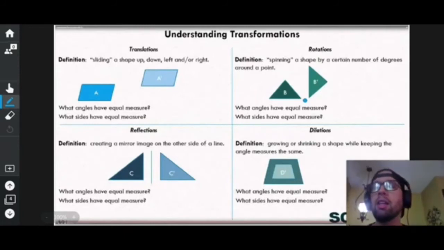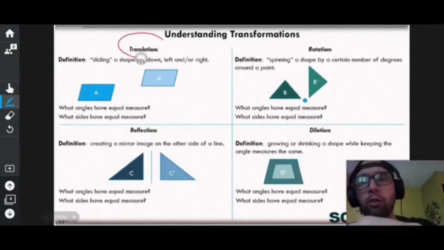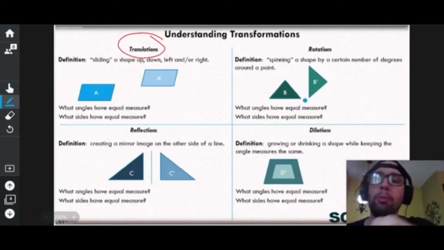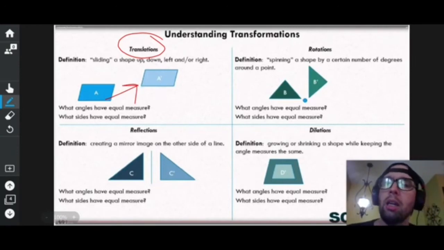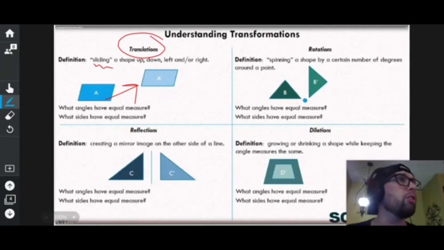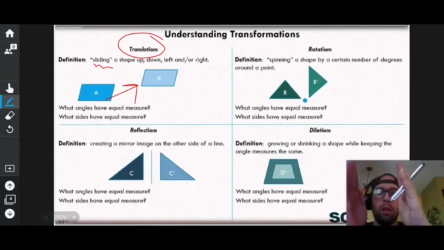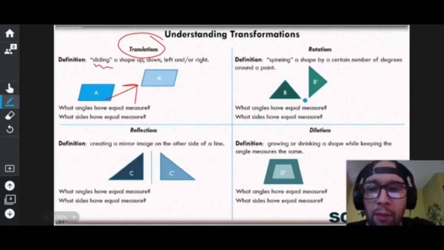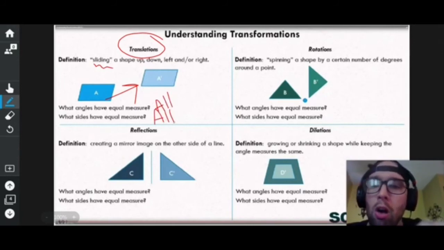There are 4 main things that we're going to be dealing with. First things first, translations. Translation is when you just take an object and move it. You slide it, as it says here. It doesn't change shape. It doesn't flip. It doesn't rotate. It's literally you take this guy and move it over there. It doesn't go sideways in any way. It doesn't go diagonal. You just move a shape. Translation is just moving a shape. What angles have equal measure? All of them. What sides have equal measure? All of them.